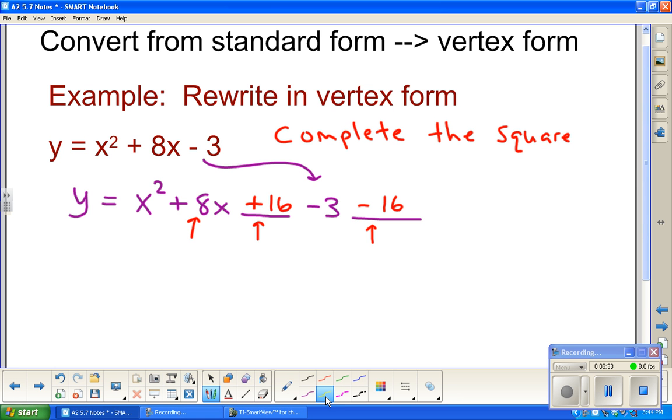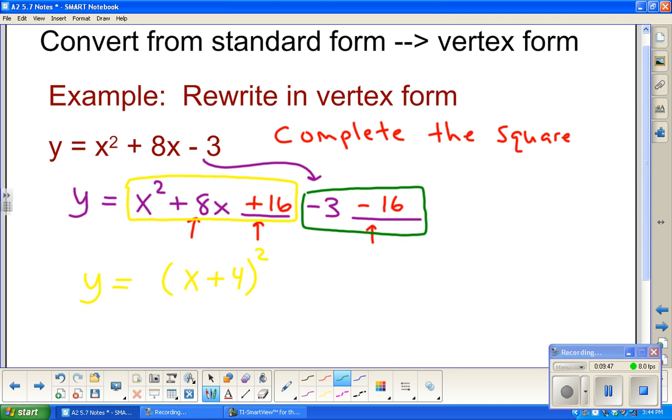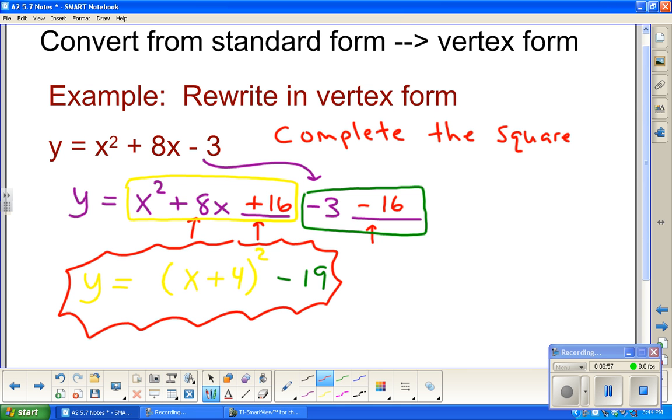Now basically what it boils down to is factoring this into a perfect square like we've done before. That is x plus 4 squared, just like before. Then you combine your two numbers out here. Negative 3 minus 16 is a minus 19. And now that is vertex form. So this would be our answer, vertex form right there. It's a matter of completing the square.